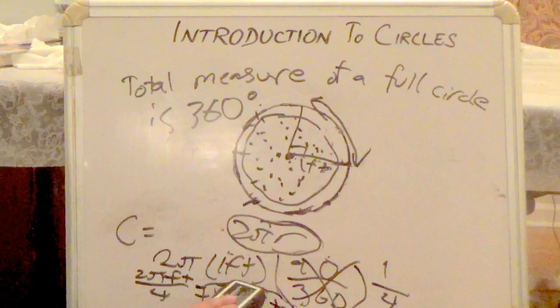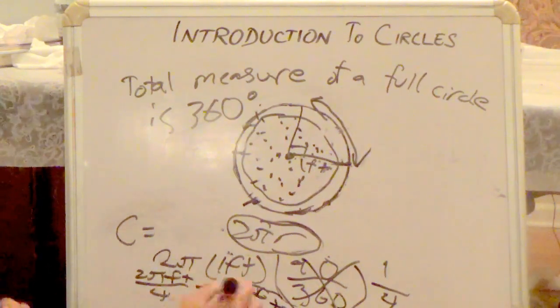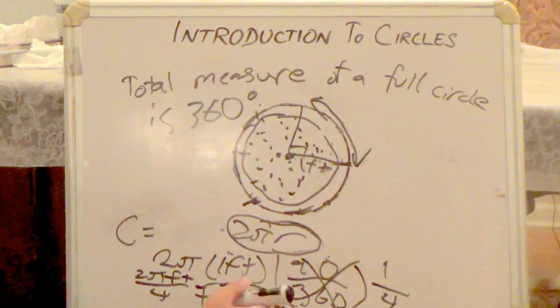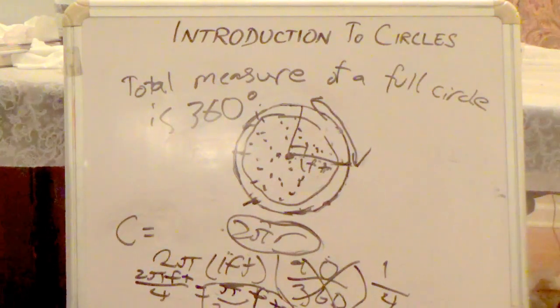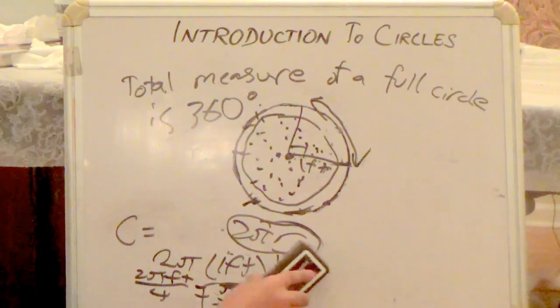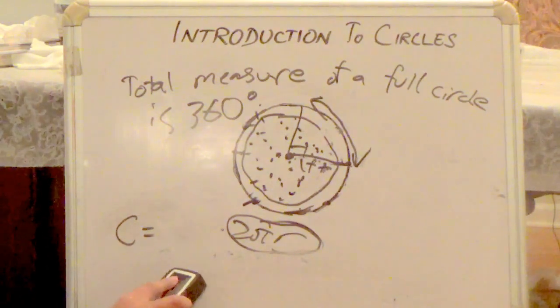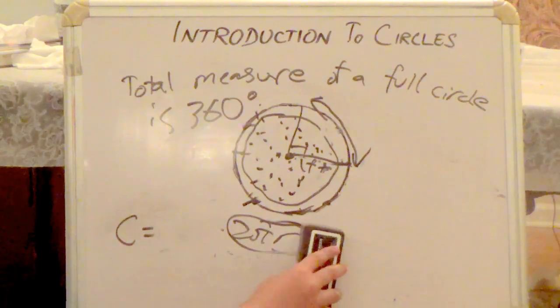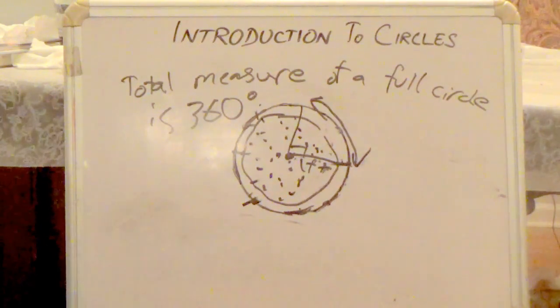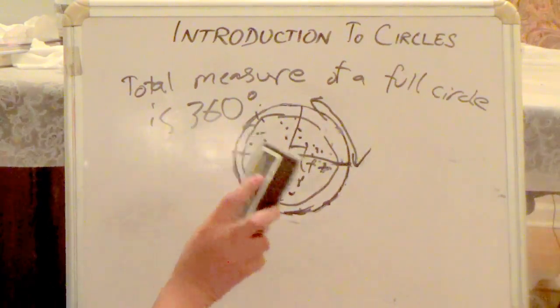So now that we know that our pizza crust is pi over 2 feet, we have finally found out circumference and arc measures. Let us explore area and sectors. So remember that the circumference of a circle is 2 pi r. And you still need to remember that the total measure of a full circle is 360 degrees.